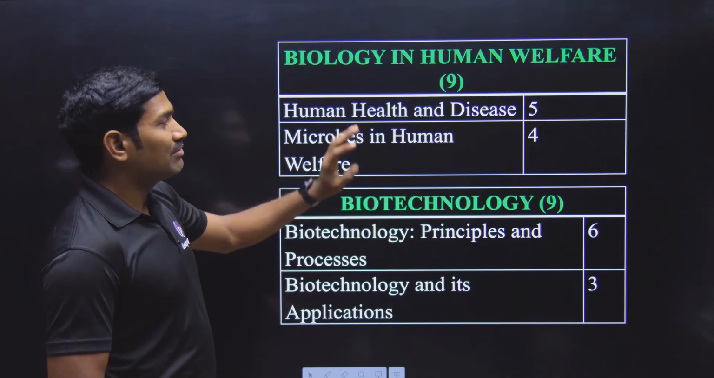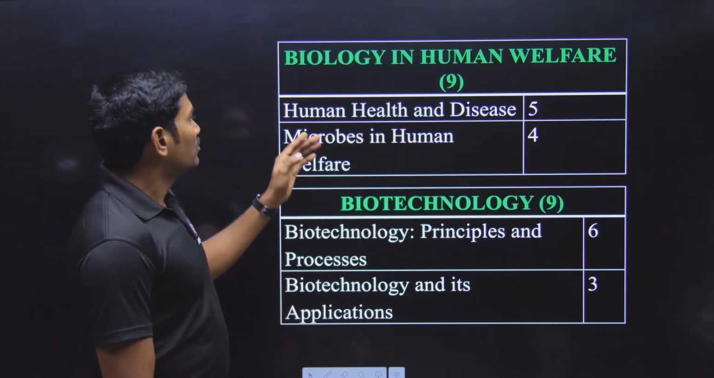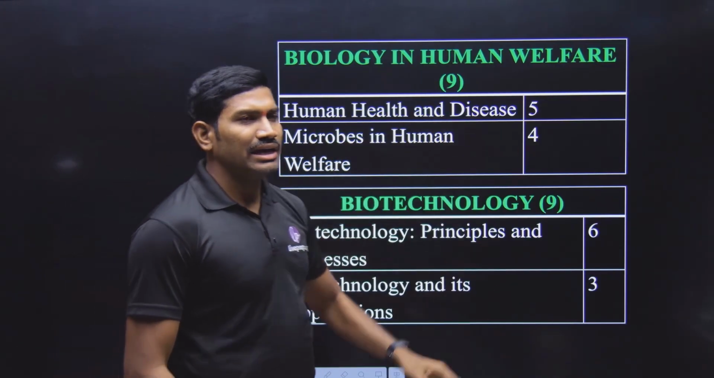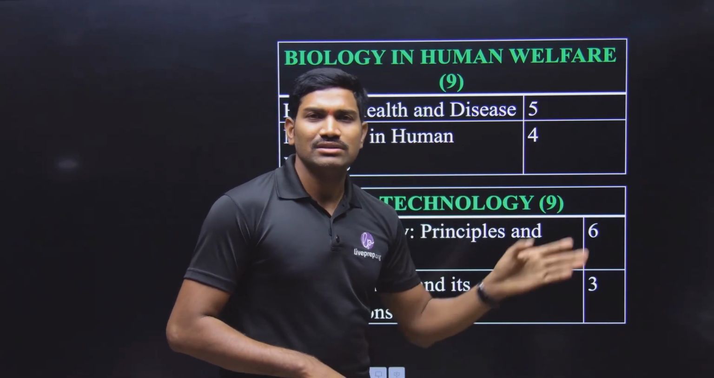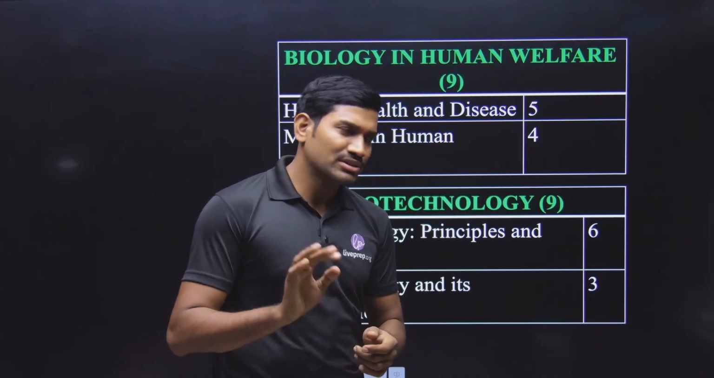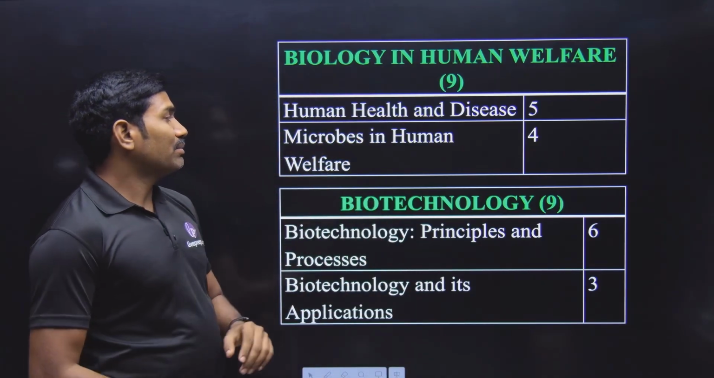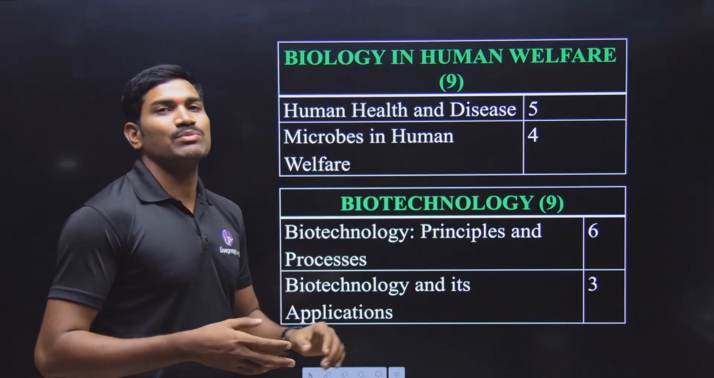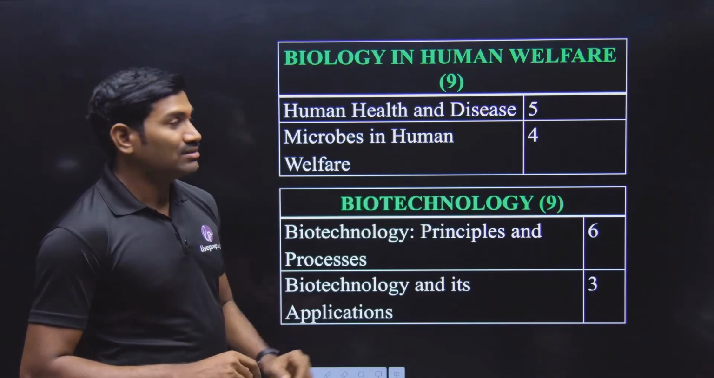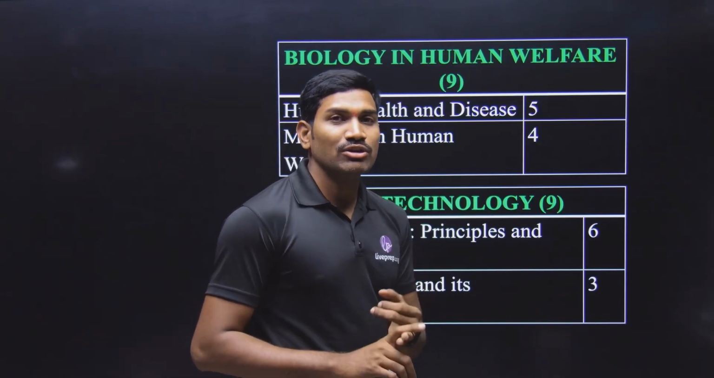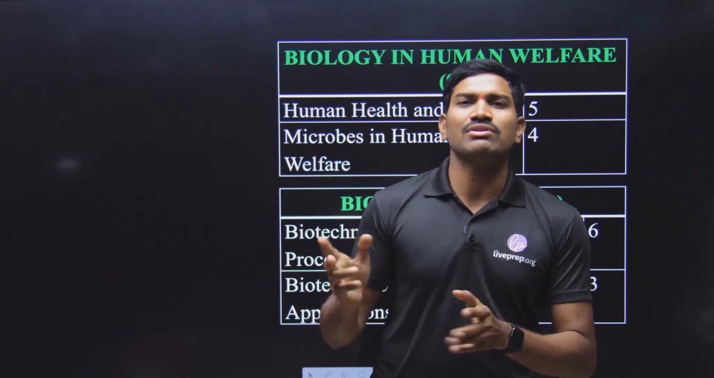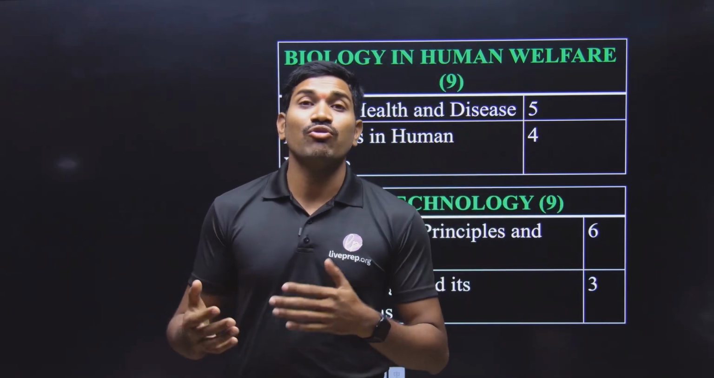Here they have given very huge weightage. For human health and diseases, the expected estimation is in the range of 4 to 5 questions, and here they have asked 5 questions. That is okay. But for microbes in human welfare, the regular expected weightage is 1 question, but here they have asked 4 questions.